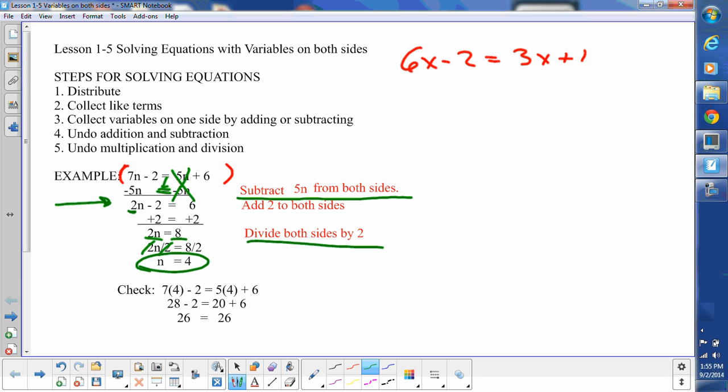To check our equation, we put 4 in for the n in both places, on both sides of the equal sign. So we're putting it in this original equation. 7 times 4 is 28, minus 2 is 26. On the right-hand side, 5 times 4 is 20, plus 6 is 26, and it checks.